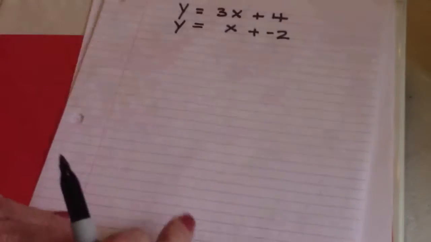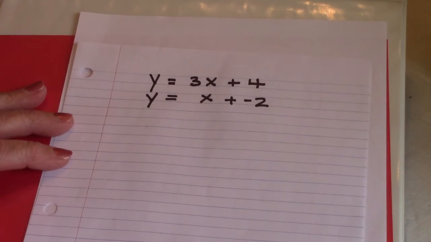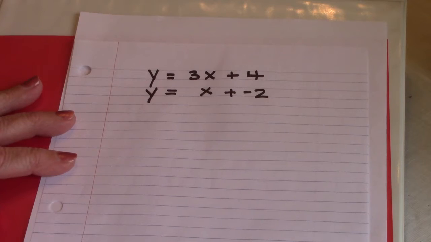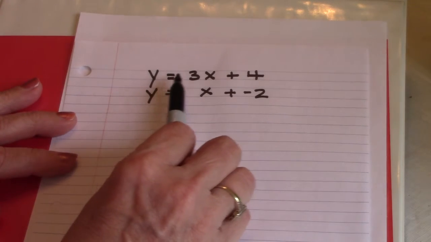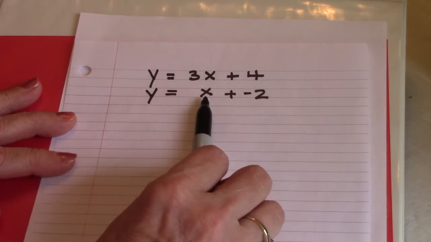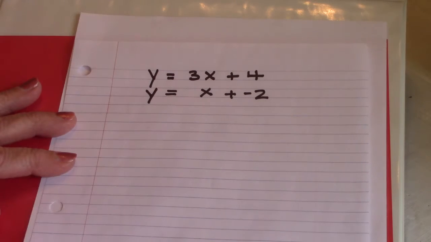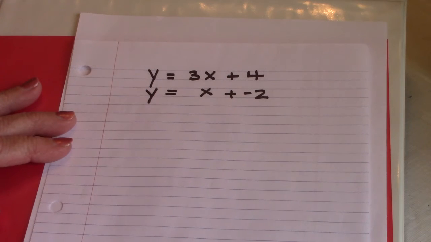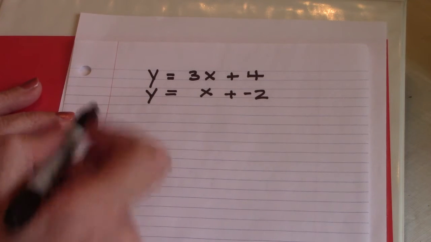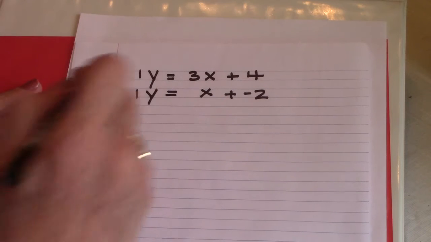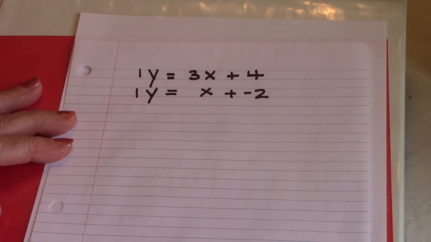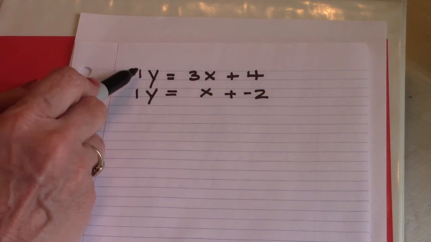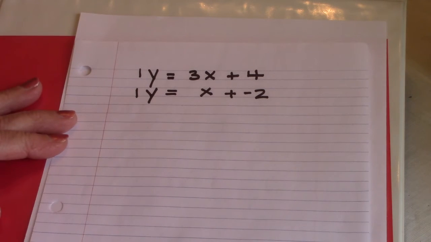Added those together and they canceled. All right, here's my second system of equations. y equals 3x plus 4, y equals x plus a negative 2. Well, in this case, my y's both have the same coefficient, which technically is 1. All right? But they're both positive, so I can't add them together.